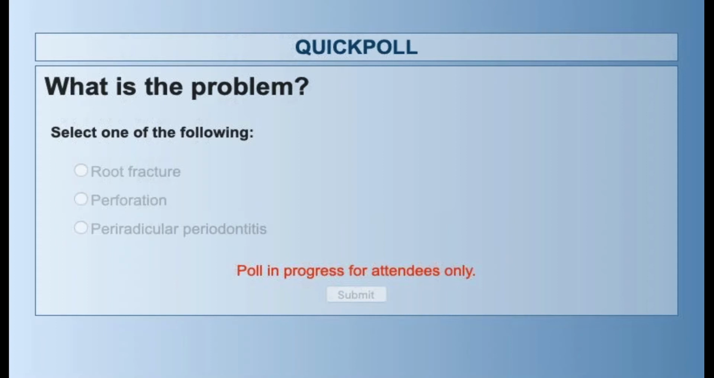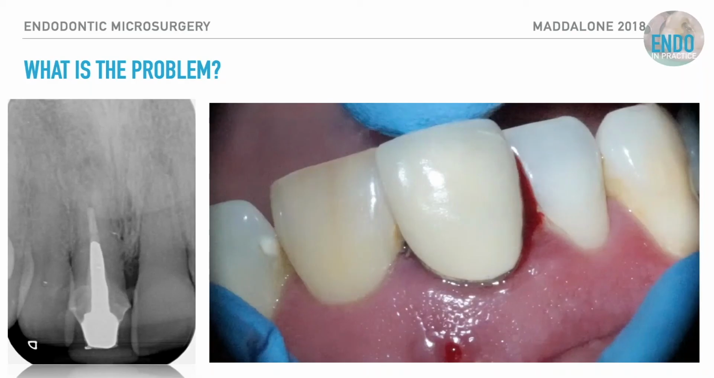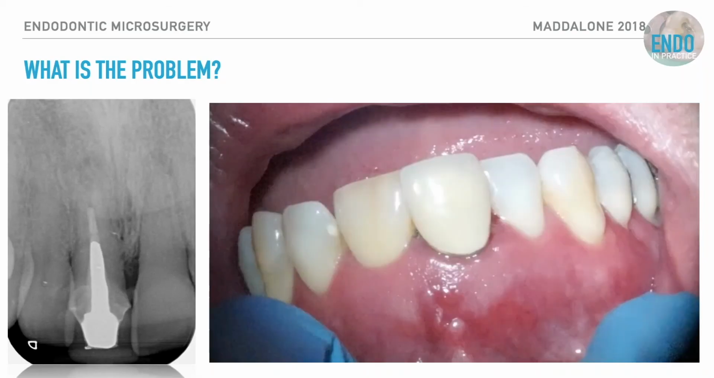Yeah, so really sharp on this one. The vast majority of you said root fracture. Just for the sake of going through it, what you saw me do: I palpated where the apex would be, and there was no discomfort. You then saw that I stuck my probe in a tiny sinus. It's a small sinus, but it is again at that mucogingival junction.